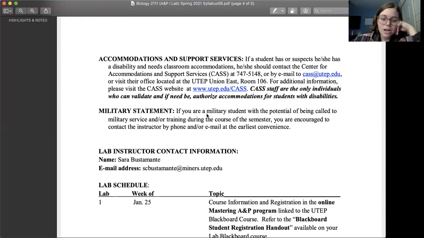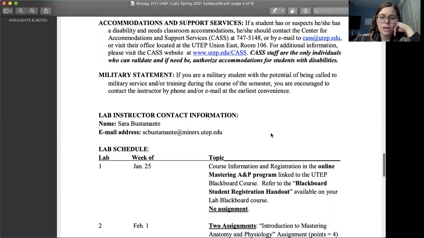Same thing with the military. If you have the potential to be deployed or anything like that, you can go ahead and email me and we can work something out. Maybe you want to take an incomplete for the semester, or maybe I would honestly push to say, "Ooh, you're almost there. You've got like 3 quizzes and an exam." We would work something out, right?